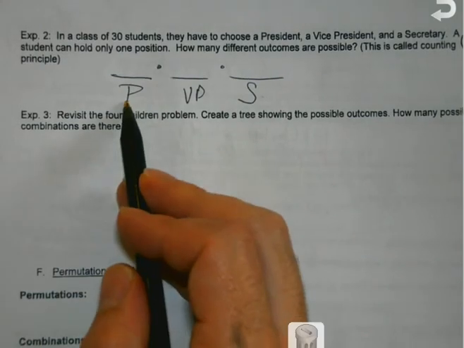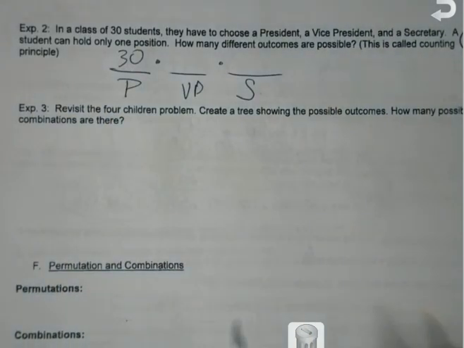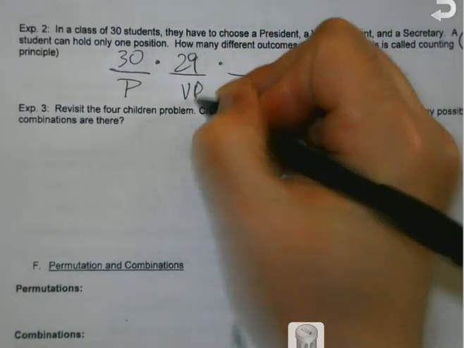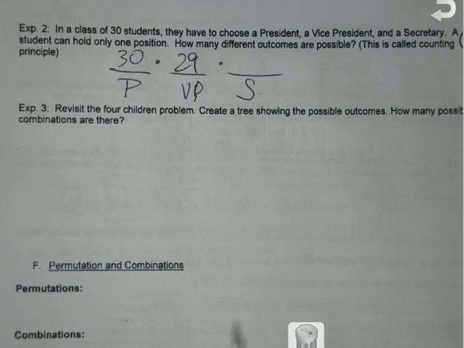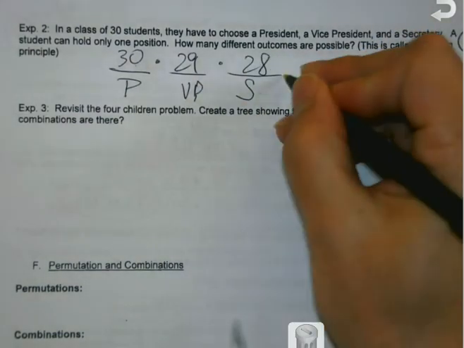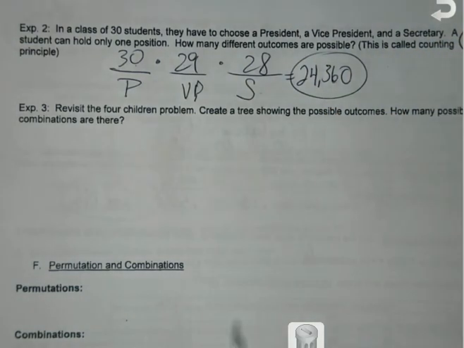How many choices do I have for president? There's 30 students. Okay. But now I've picked my president. Comes time to pick the vice president. How many options do I have left? Now there's only 29 because the president can't be the vice president. And you see the idea here as we get down to secretary. Take one away, take one away, take one away, and multiply them together. This is called, not only with your counting principle, but you also can run into a permutation because order of the people matter with a president, vice president, and a secretary. We're getting to that here momentarily.